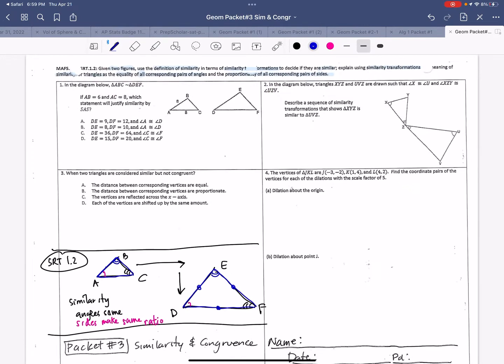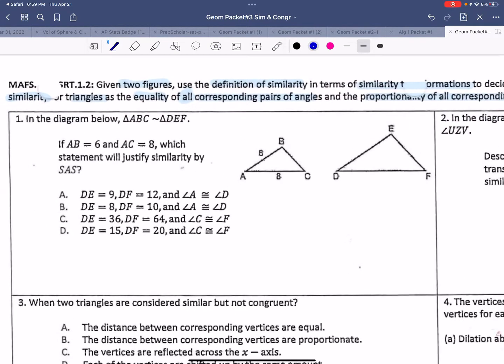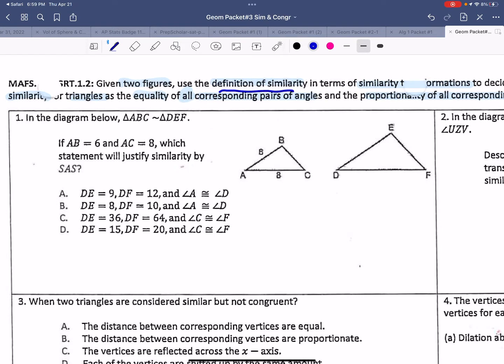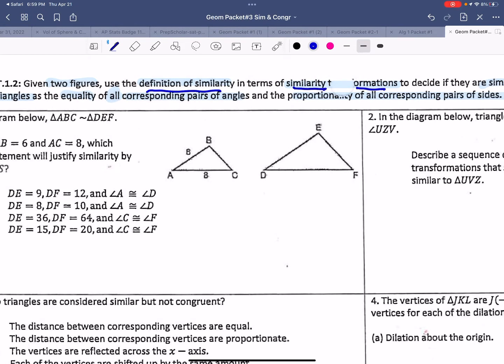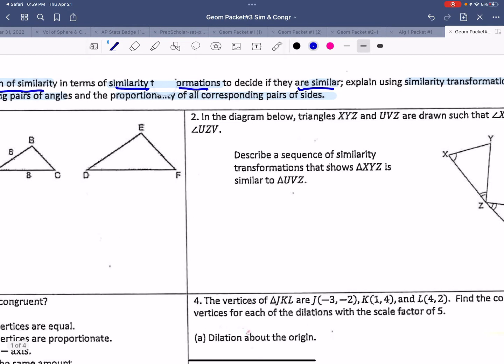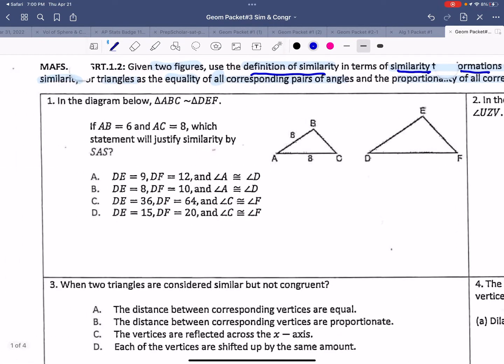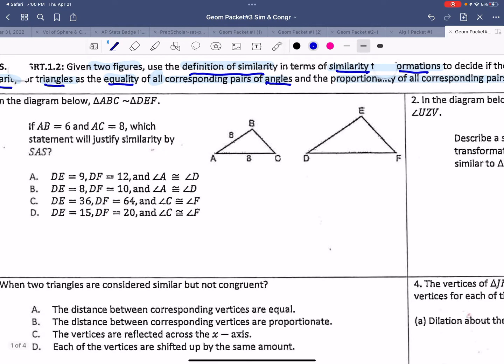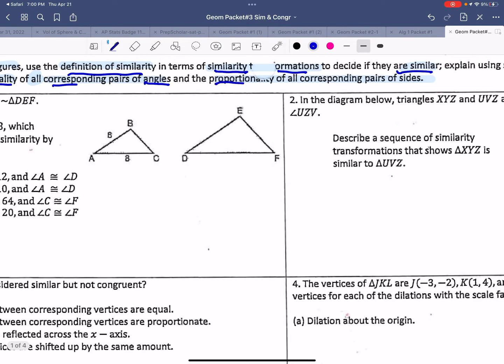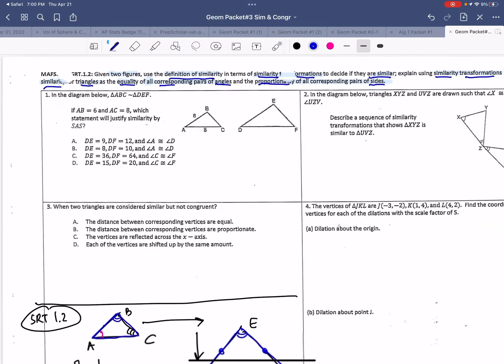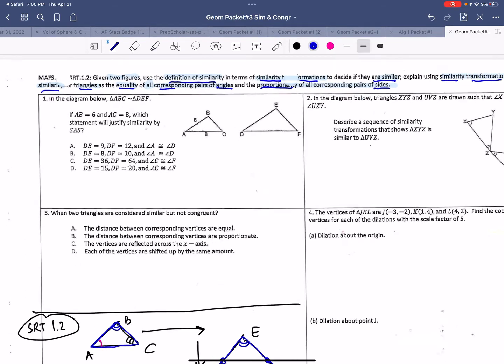So what did I do? I did the learning goal. Let's take a look again. It says, given two figures, use the definition of similarity in terms of similarity transformations to decide if they're similar. Then explain, using similarity transformations, the meaning of the fact that they're similar, or that the triangles themselves have equal angles, at least the corresponding ones do, and that they're proportional in sides. Okay, that's exactly what we just finished doing. So we just need to be able to prove that we know how to do this, and here are some questions that test you on those ideas.